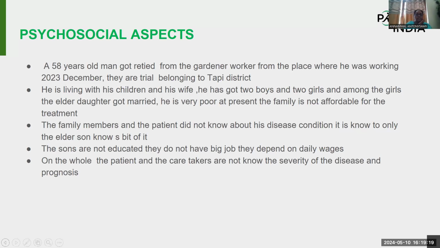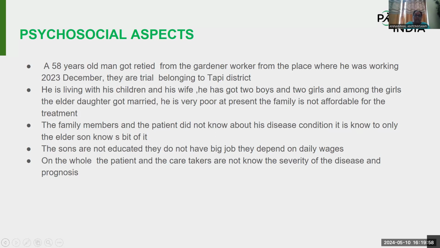The psychological aspects. A 58 years old man retired from gardener work at the place where he was working in December 2023. They are tribals belonging to Tapi districts. He is living with his children and his wife. He has got two boys and two girls, and among the girls, the elder daughter got married.